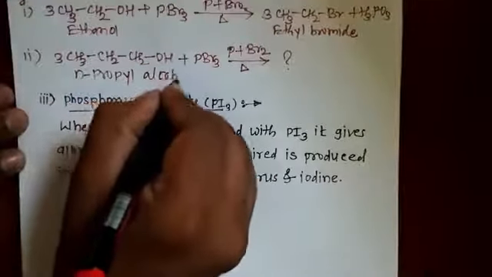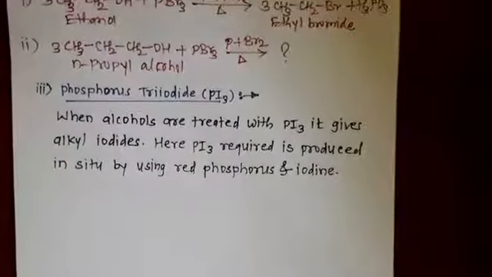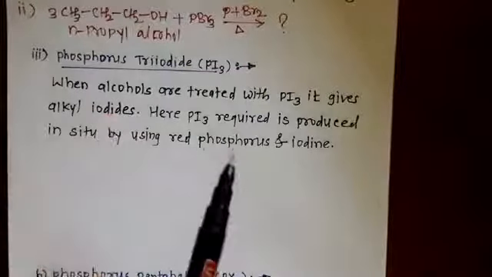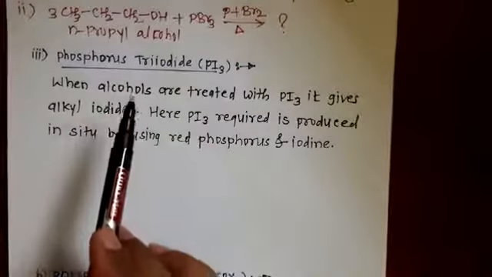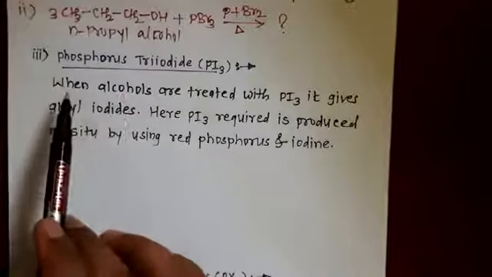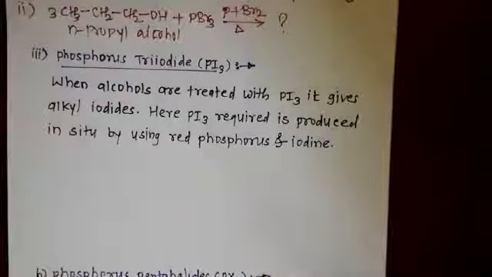Now turn to the next preparation of alkyl iodide by using alcohols and phosphorus triiodide.